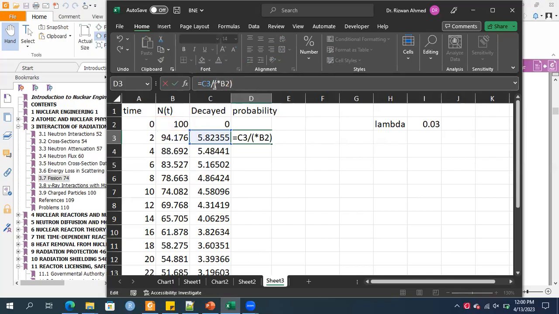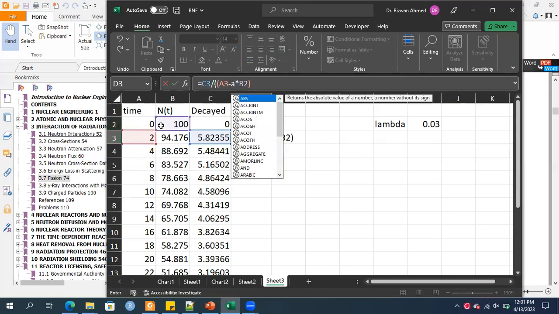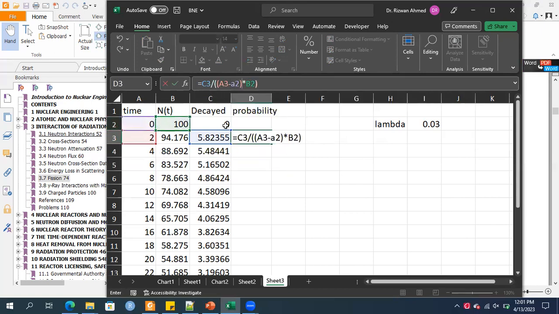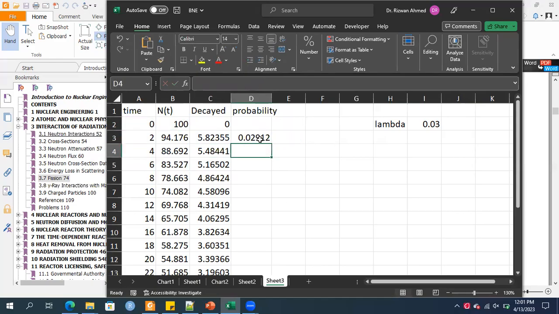then we can write this value, end of time step minus the beginning of time step. That's more elaborate. So 0.029. Probability of decay: counting the number of nuclides divided by the total number of nuclides present at the beginning of the time step, and also divided by the length of the time step.